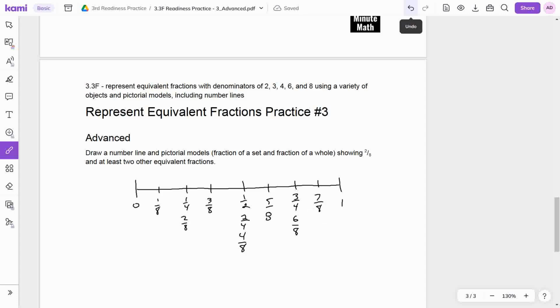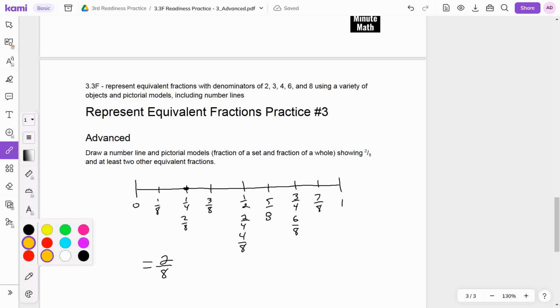So what am I looking for? I'm looking for 2/8. So I've already got 2/8 right there. I need to show 2/8 is equal to. Now, look what I did here. First, we can see that 2/8 is equal to a larger fraction. So we can do this right here. We can say each of these is 1/4. So 1/4 is equal to 2/8.